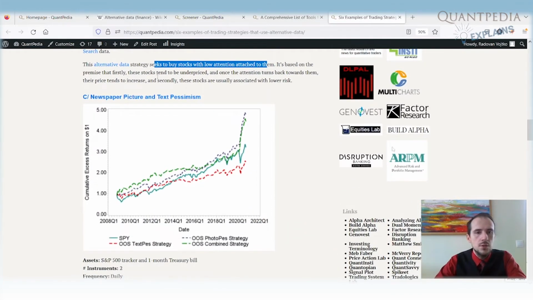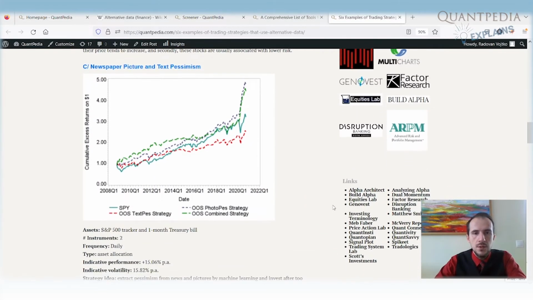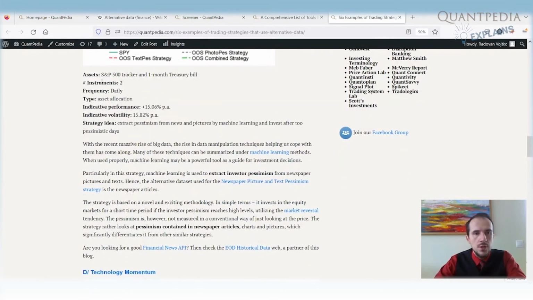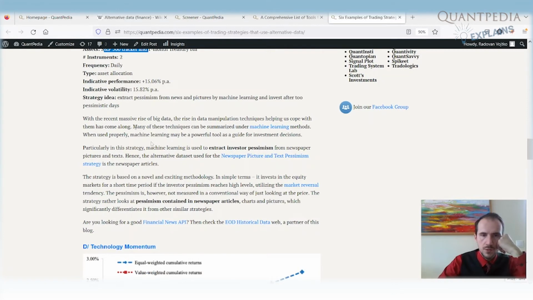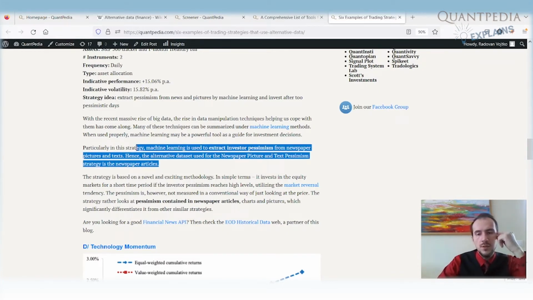Then we have another data set using newspaper pictures and pessimism. In this case, the strategy trades the S&P 500 and tries to predict the performance of the S&P 500 market the next day. The strategy uses machine learning to extract the pessimism ratio from newspaper pictures and text. The most interesting finding of the paper is that we do not need to use text, but can also use the pictures published all over the newspapers and articles. Based on the feeling of the pictures, we can find the actual mood on the market and then use that sentiment score to trade the next day.